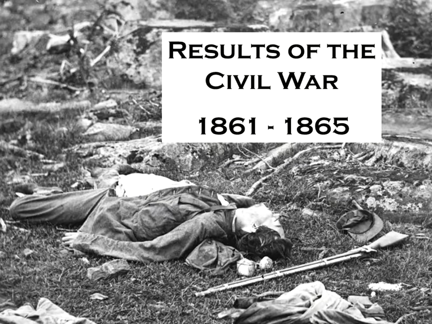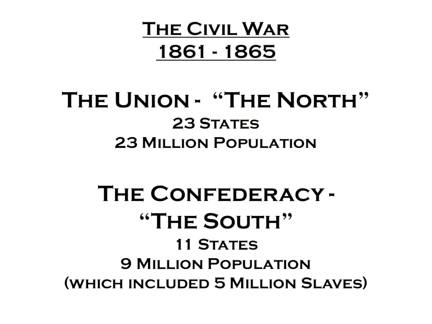These different Reconstruction plans were very much influenced by the results of the Civil War, an event that took place from 1861 to 1865. As you'll see on the following slides, the Civil War was a massive undertaking. For the Union, the North, there were 23 states with a population of 23 million, versus the Confederacy, the South, with 11 states, a population of 9 million, which included about 4 to 5 million slaves.